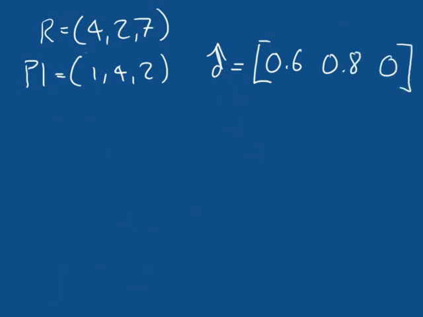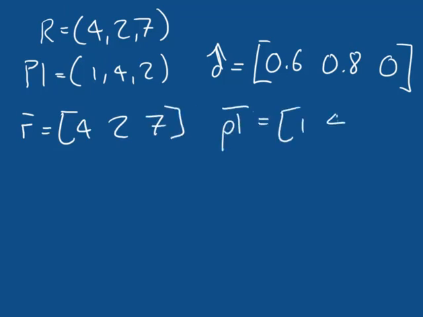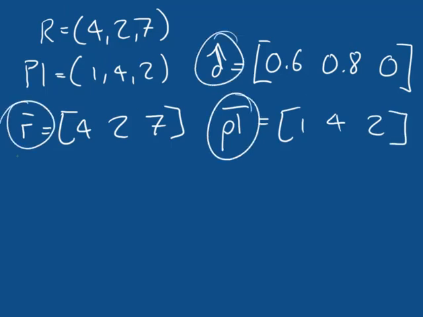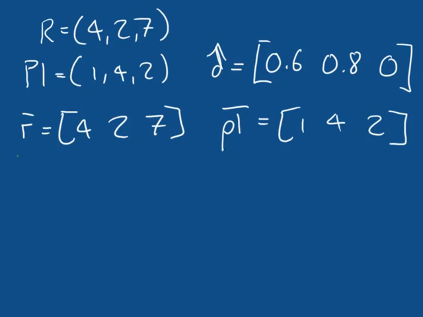Now we know, if we know the points R and P1, we know that we can define those two position vectors. R is equal to 4, 2, 7, and P1 is equal to 1, 4, 2. So with our three vectors, R, P1, and D, we have everything we need in order to solve that problem, in order to find the perpendicular distance between R and the line defined by P1 and D.